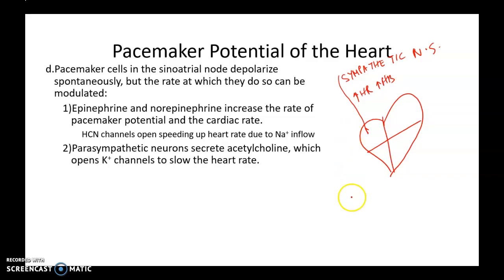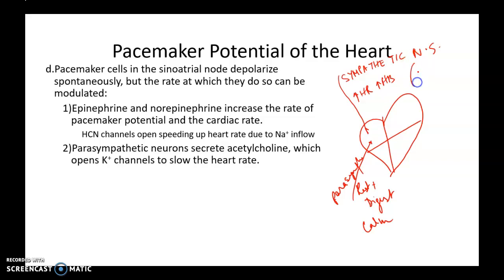The heart is also innervated by the parasympathetic nervous system, and the parasympathetic calms down the heart. Remember, the parasympathetic is associated with rest and digest. It helps the heart to calm down. The sympathetic nervous system releases epinephrine and norepinephrine, and that increases the pacemaker potential and the cardiac rate.